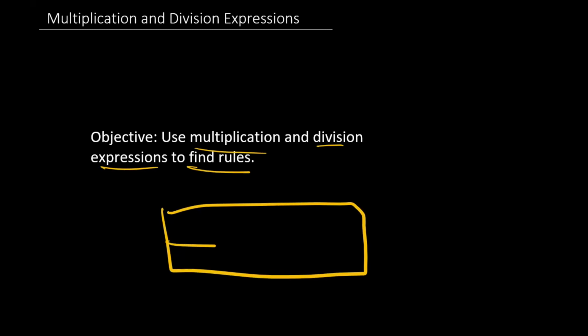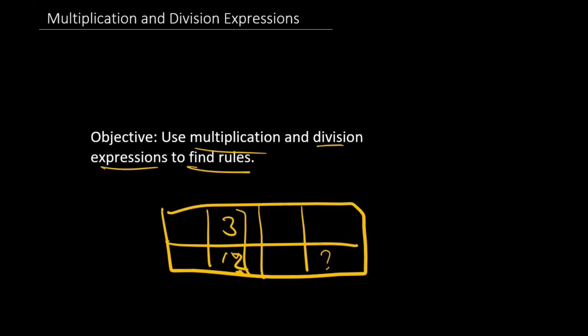The objective of today's lesson is using multiplication and division expressions to find rules. They're going to give us a table with numbers that have some kind of relationship. The top number will be like 3, and the bottom number will be like 12. We have to figure out what the rule is. So 3 times 4 is 12, so that would be our rule. And sometimes they will ask what number will be in this box.